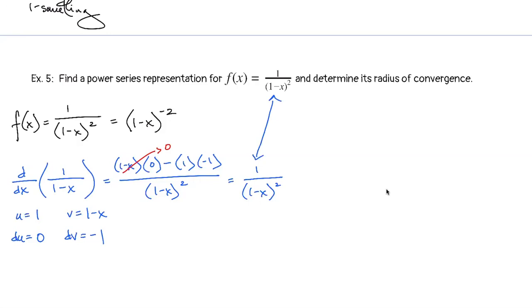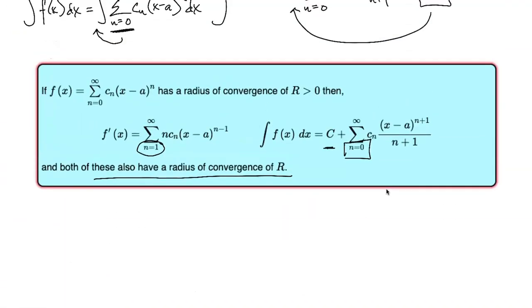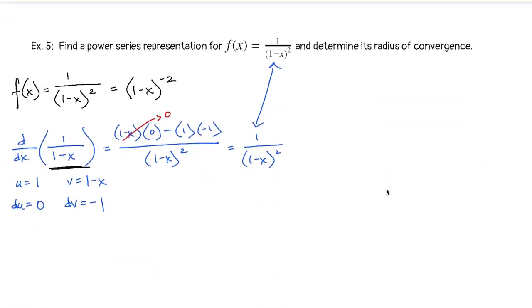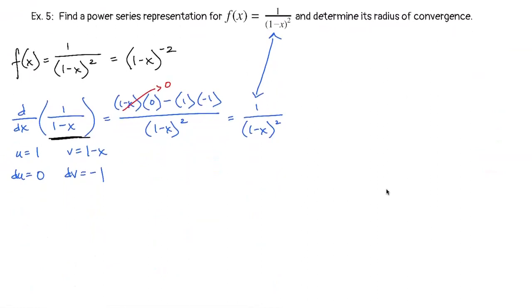So here's the good news. We know the power series representation for 1 over 1 minus x. So we can combine that power series representation with this new rule that we have about the derivative and use that to find our power series representation for this new function, okay? So here's what that looks like.